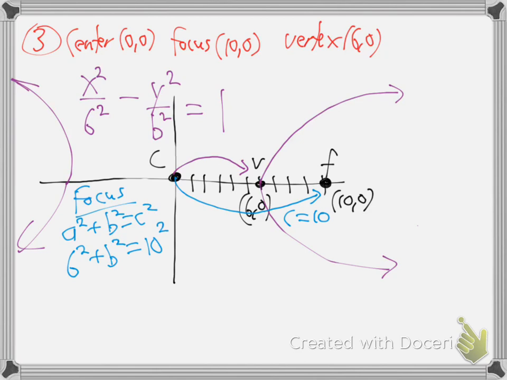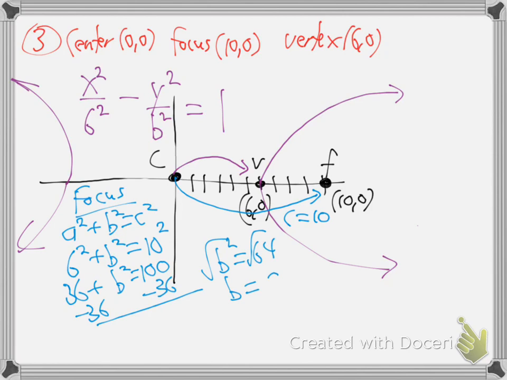So that's 36 plus B squared is 100. Subtract 36. Bring it over here. B squared is 64. Root it. B is 8. We're done. Put an 8 in there. We got the equation. That's how it'll always work. What goes underneath the first letter will be right on the graph. The second letter you won't know. You have to find it with the focus equation.